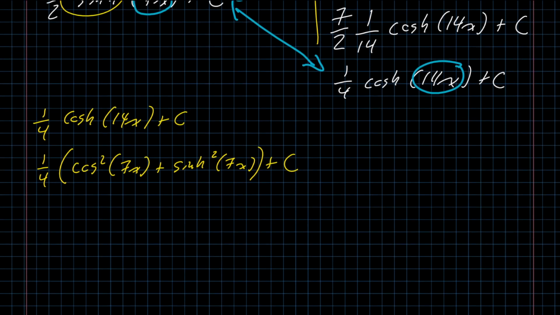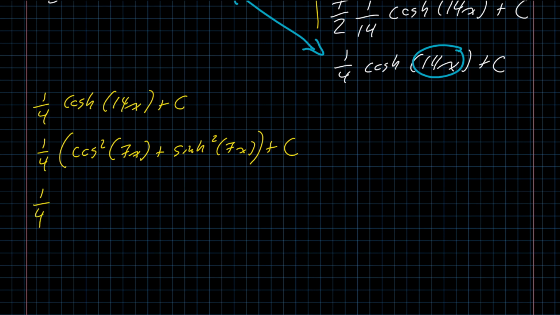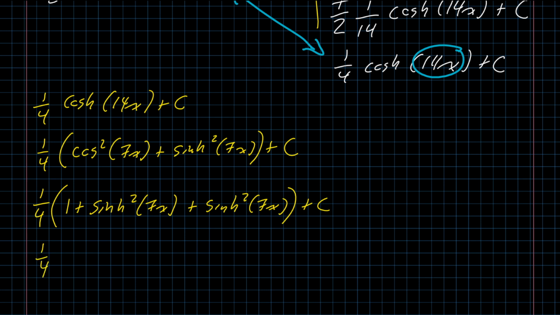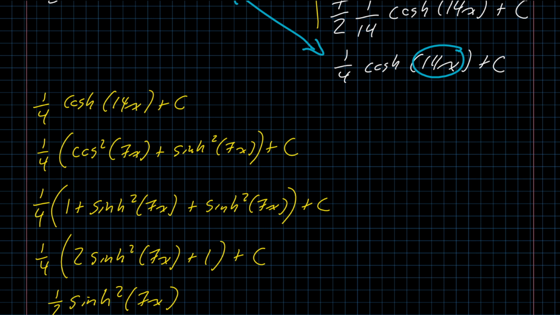So cosh squared itself is 1 plus sinh squared of 7x. And then we have the other sinh squared of 7x. That's 2 times sinh squared of 7x. So let's clean this up and write it as 2 times sinh squared of 7x plus 1 plus c. Distribute the 1/4. We have 1/2 sinh squared of 7x plus 1/4 plus c.